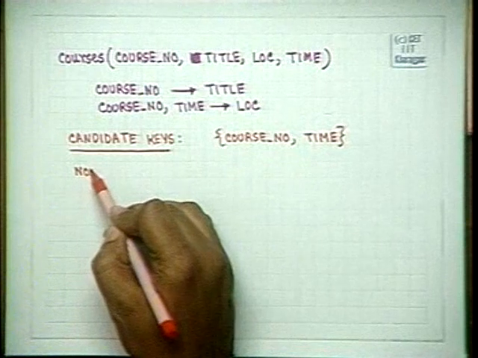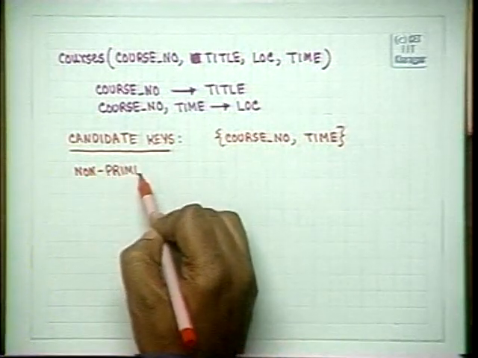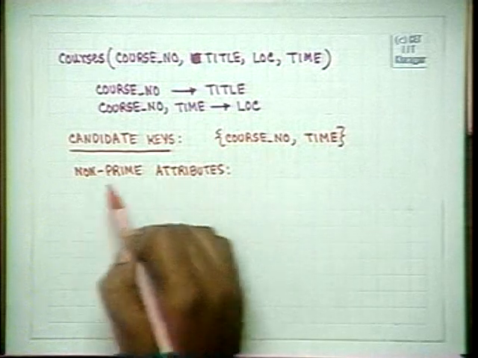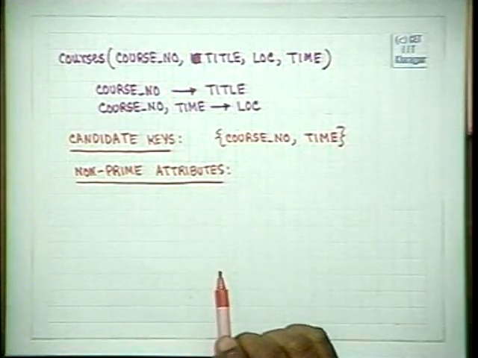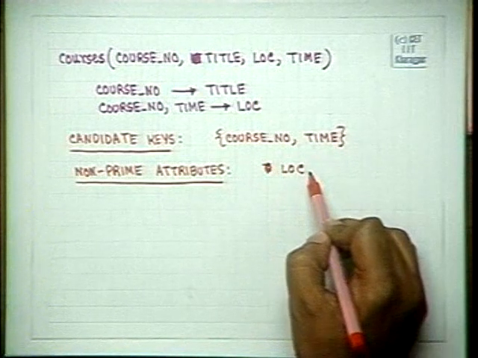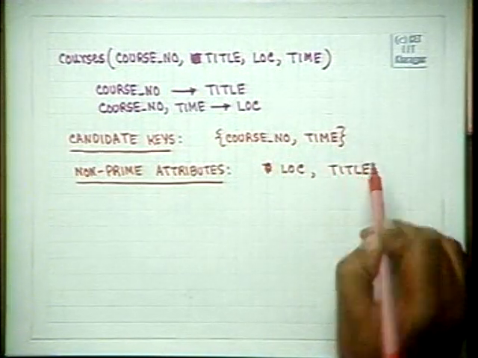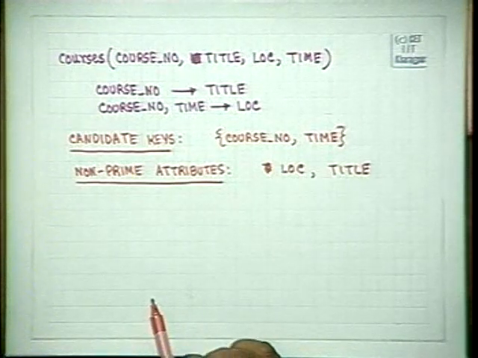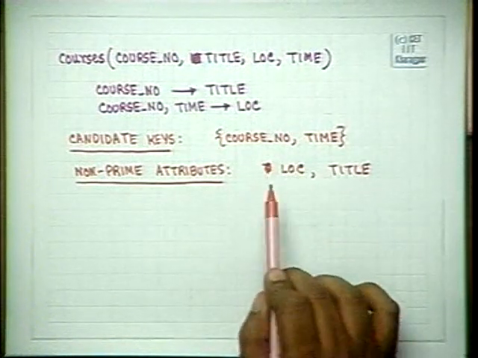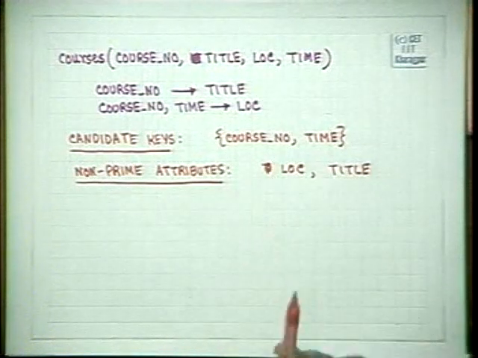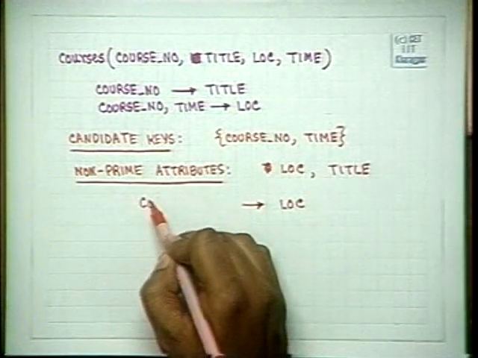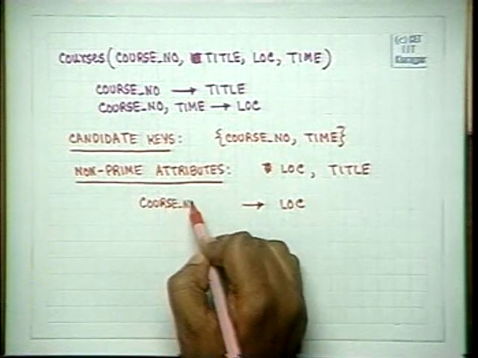So, what are the non-prime attributes? The non-prime attributes are location and title. And what does second normal form say? Every non-prime attribute must be fully functionally dependent on each candidate key. There is only one candidate key here, so there is no problem. Location is fully functionally dependent on course number and time.